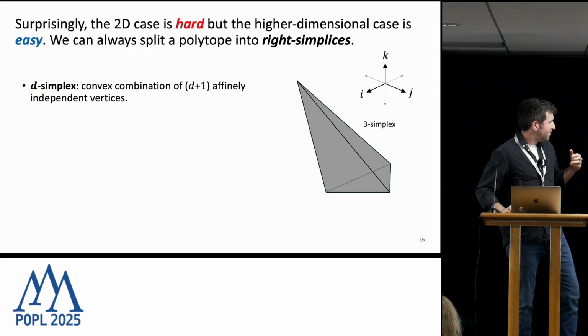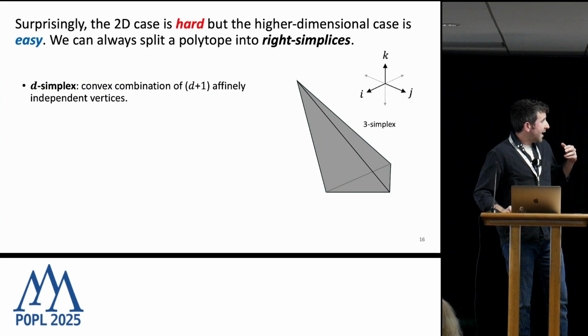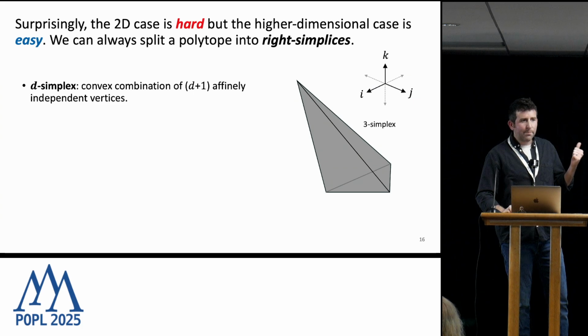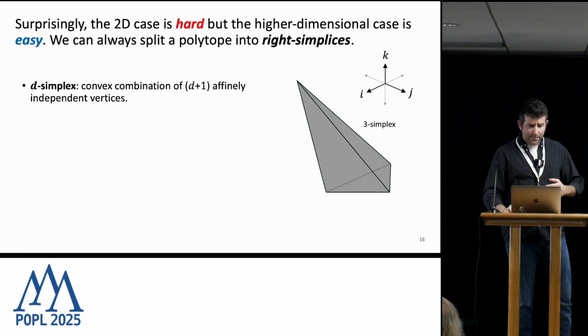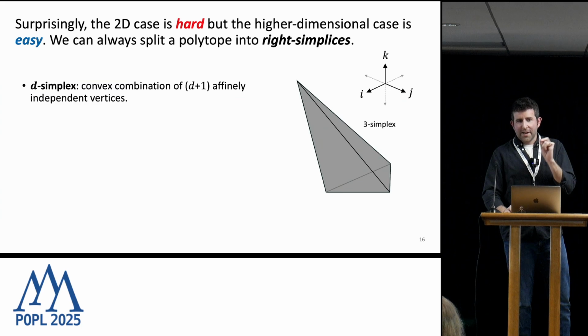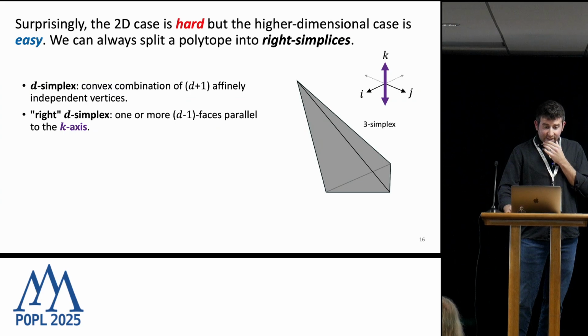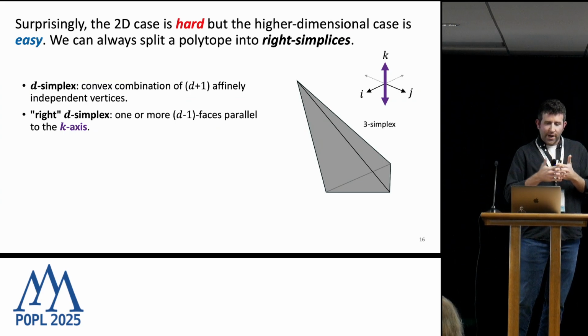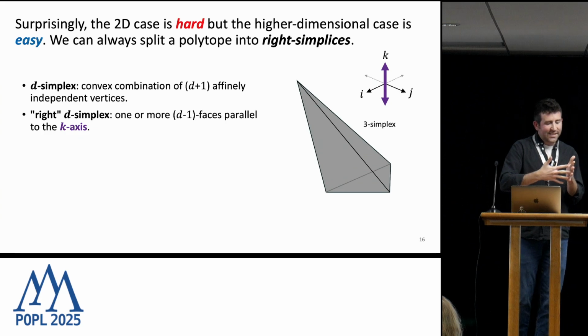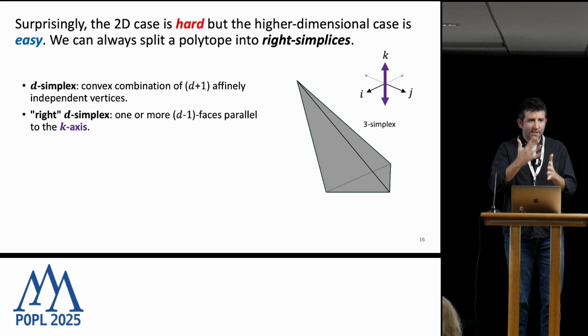So I'm talking about what's a hypertriangle: a simplex, so think of it as a tetrahedron. And you can think about it as the convex combination of d plus 1 vertices. So a pyramid is 4 vertices. And the notion for what I want to call a right simplex is it has an edge that is parallel to one of the axes.